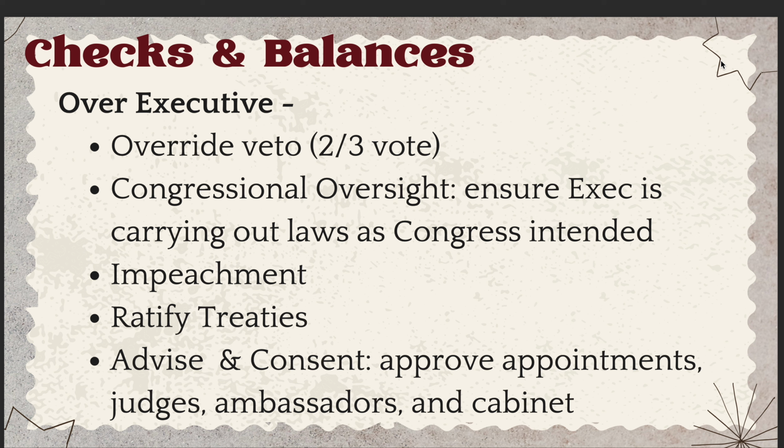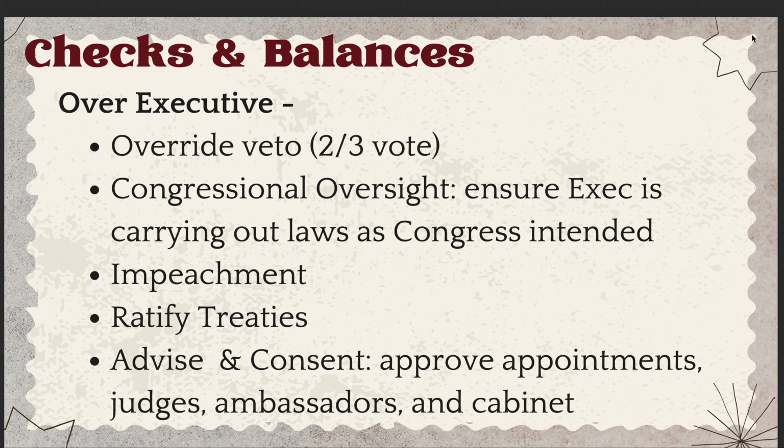Checks and balances. So here are Congress's checks over the executive branch, aka over the president. They can override a veto. This is pretty difficult. Doesn't happen often. If they pass a bill, the president vetoes it, says no, you can't do that, they can then override it. They also have congressional oversight to ensure the executive is carrying out laws as they intended. Again, they can impeach. They're the only ones who can ratify treaties. So even if the president promises to be friends with someone, Congress has to say yes before we actually are friends with them. And then they advise and consent.